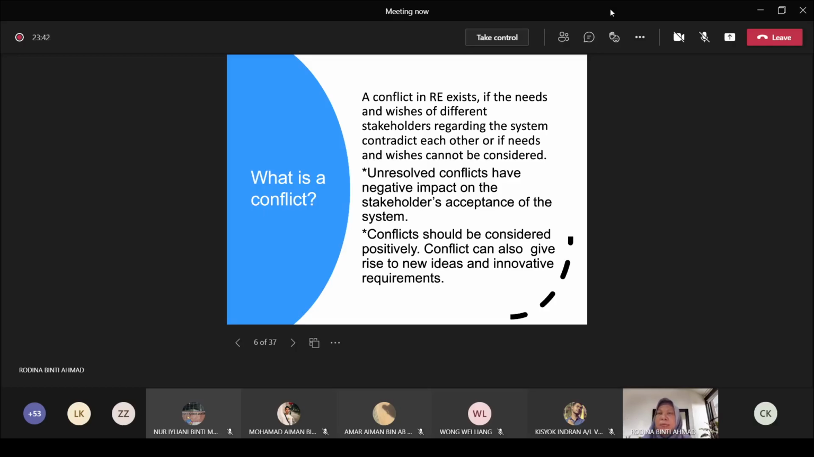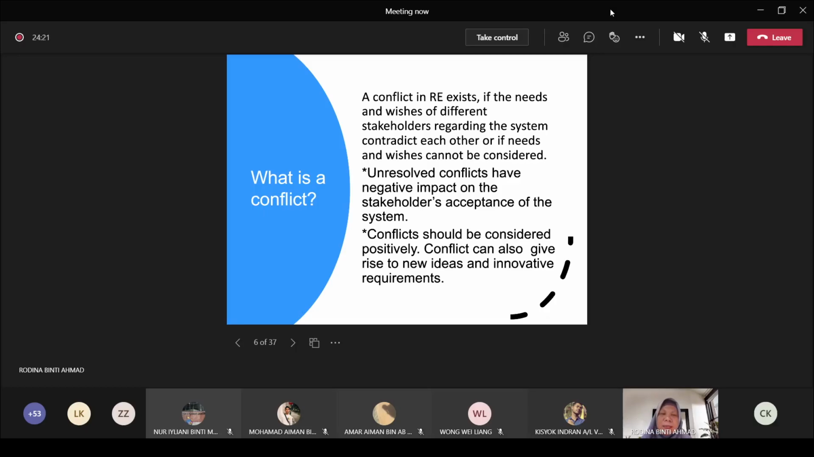You have heard of projects called white elephants. The systems are grand, with a lot of functionalities, but the users or the stakeholders do not want to accept them, so it's no use. It's not going to be useful to the organization and to the stakeholders, so it's considered an unsuccessful project. The key thing is that we want the system to be accepted by the stakeholders. We have to ensure that we resolve any conflict that occurs.